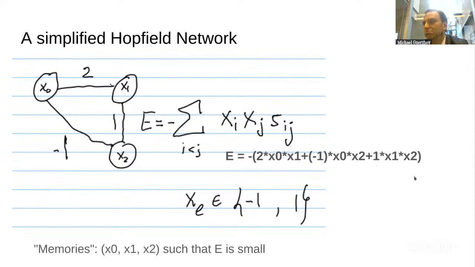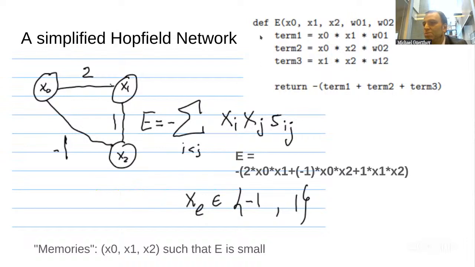And then if we say that the x's could only be minus 1 and 1, which is one setting in which people do this, then memories would be triplets x0, x1, x2 where the energy, if you plug in x0, x1, x2, is small. So if the weights are set to 2, minus 1, 1, then the memories are the minima, or approximately the minima, of this energy function. And we saw in class that there are 4 such minima for those particular weights.